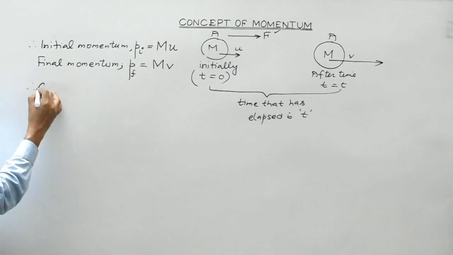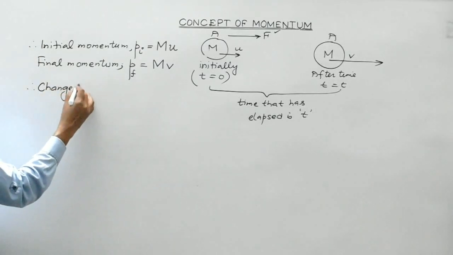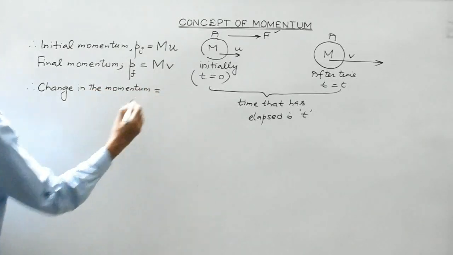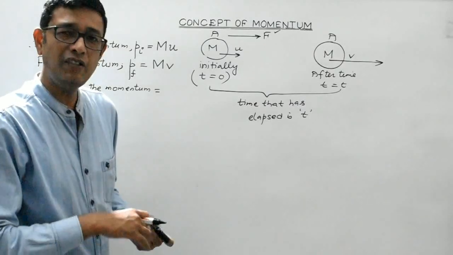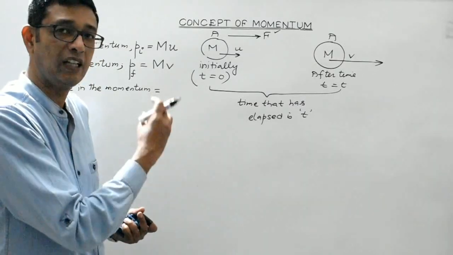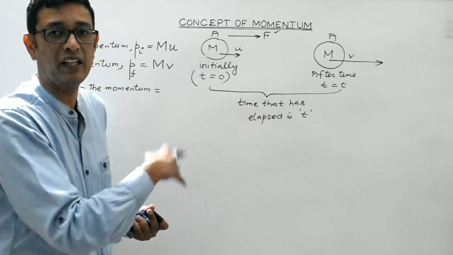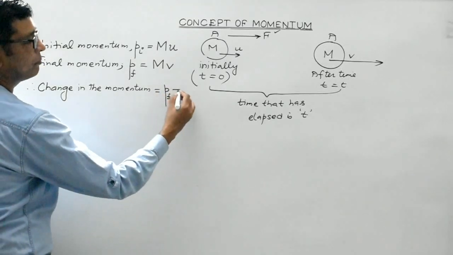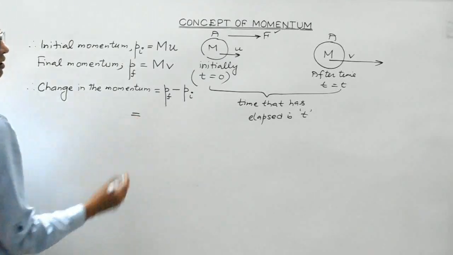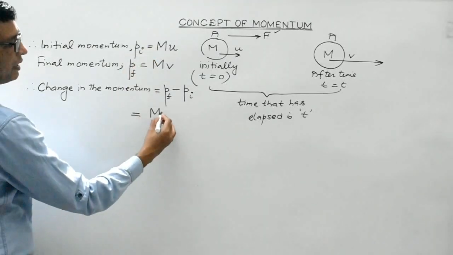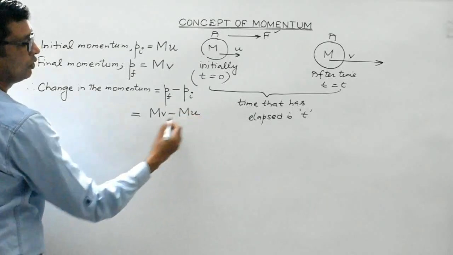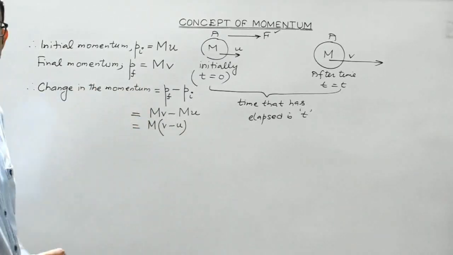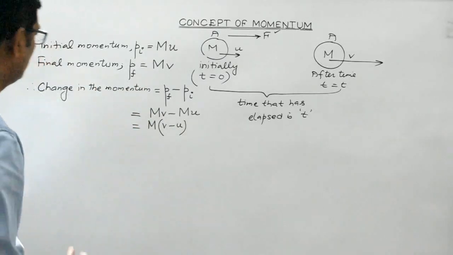So therefore, change in the momentum of the body. What is change? Change in any physical quantity would be the difference between the final value and the initial value. Final minus initial, that is the change. So change in momentum would be the final momentum of the body minus the initial momentum of the body. So substitute the values and we get mv minus mu, that is m(v minus u). This is the change in the momentum of the body, right?